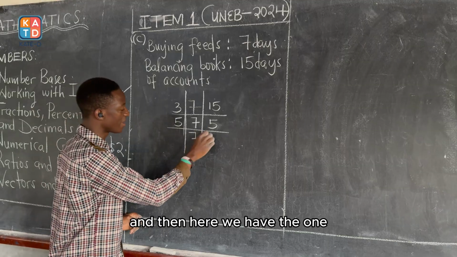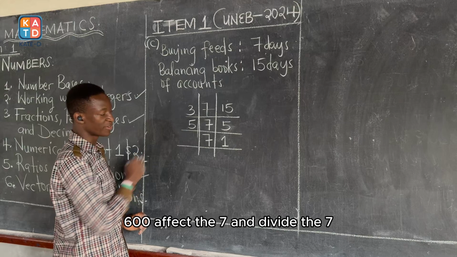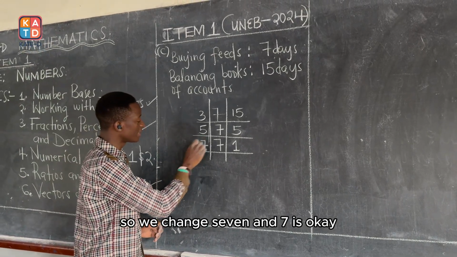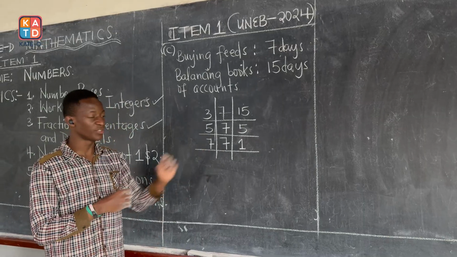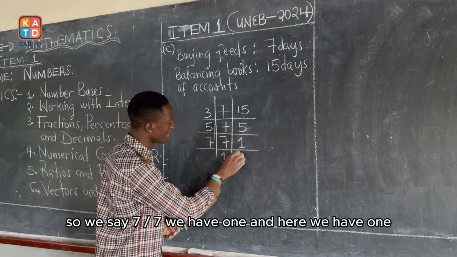And then here we have a 1. Then we carry on, go to 6. 6 cannot affect the 7, can't divide the 7. So we change to 7, and 7 is okay to deal with. So when you say 7 divided by 7, we have a 1, and here we have a 1.